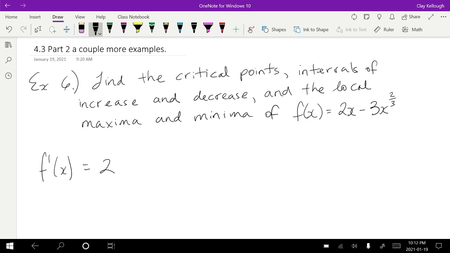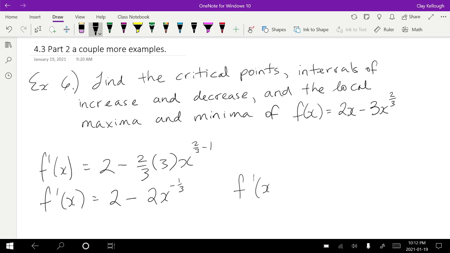The derivative of 3x to the 2/3 is negative 2/3 times 3, and then x to the 2/3 minus 1. So f prime of x is equal to 2 minus, 3's cancel, so that's 2 x to the negative 1/3. And I'm just going to simplify that back into radicals. So that's 2 minus 2 over the cube root of x.